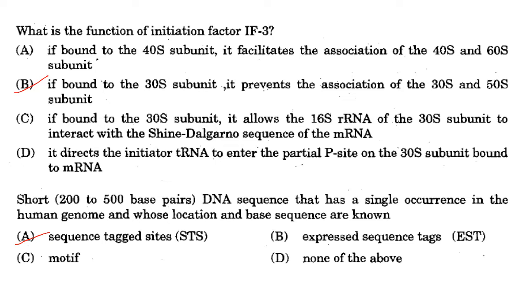A short 200 to 500 base pair DNA sequence that has a single occurrence in the human genome and whose location and base sequence are known is called what? Expressed sequence tags are fragments of mRNA sequences derived through single sequencing reactions performed on randomly selected clones from cDNA libraries. So, the answer here is sequence tagged sites. A short DNA sequence that has a single occurrence in the human genome. So, they are sequence tagged sites.